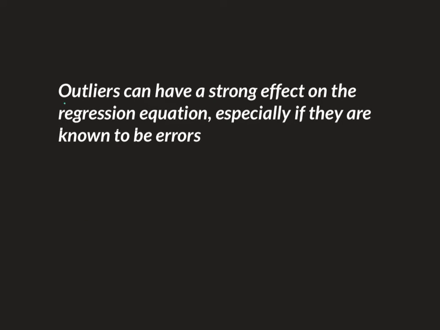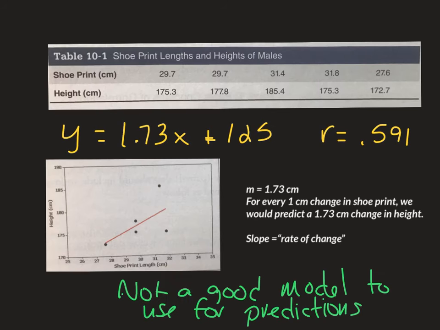Outliers, as you would imagine, can have a very strong effect on the regression equation, especially if they're known to be errors. So when we see an outlier, we're going to make sure it is not an error. If it is there, we have to take that into account. It will affect how good our regression equation is because it's going to make our line less accurate because it's been stretched because of an outlier. So outliers have a big impact on these regression lines and on the equations.